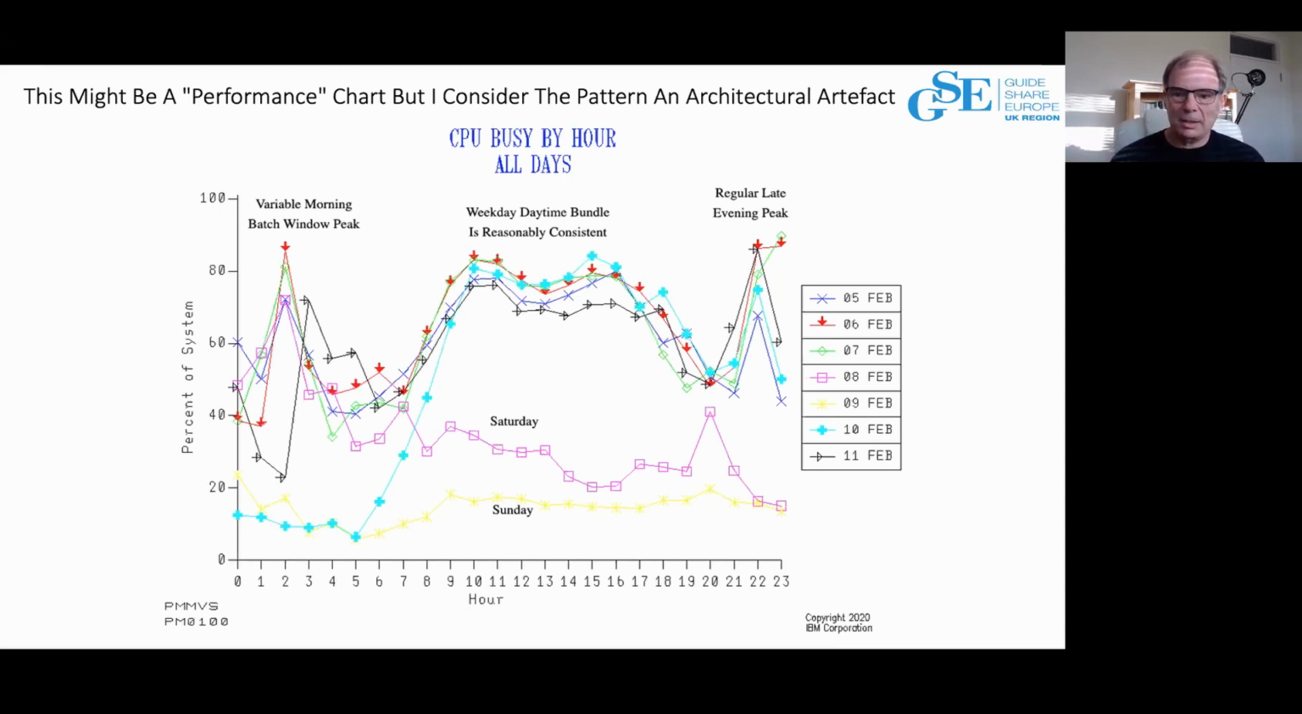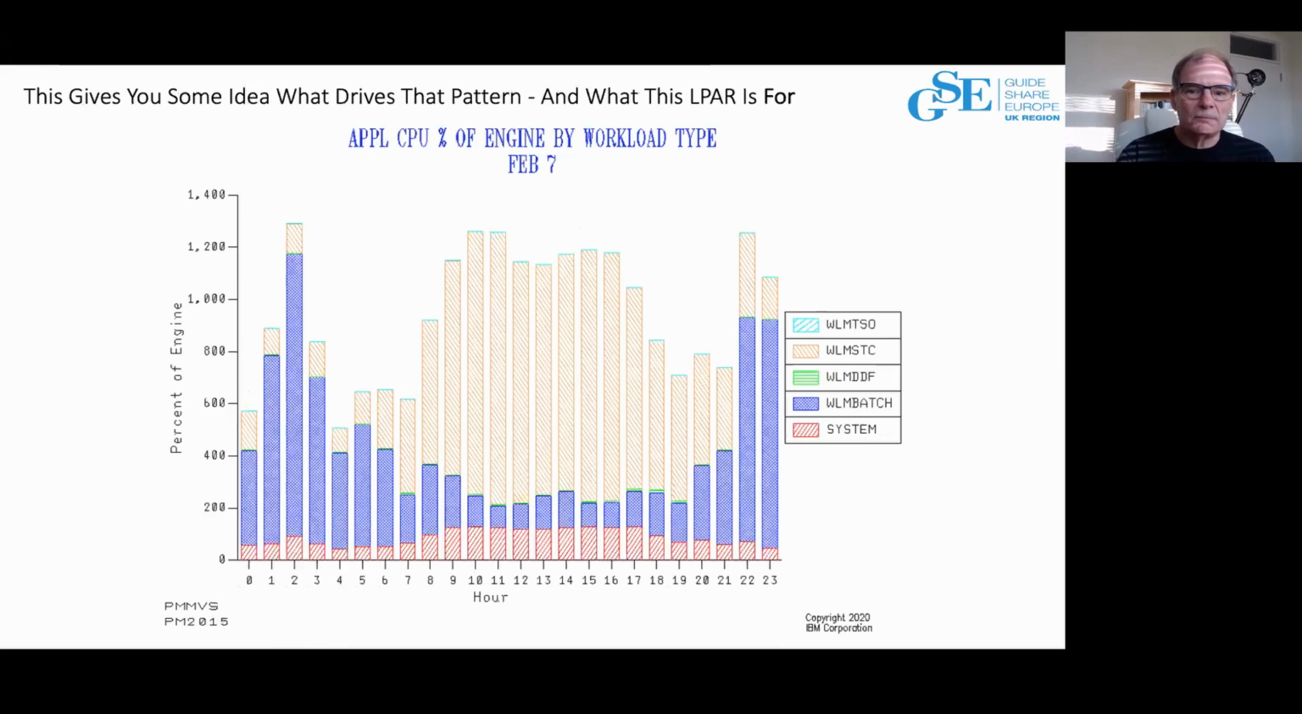And we also see, as in so many shops, in fact, I can't even remember which customer this one is from, a regular late evening peak and a variable morning batch window peak. Now, for me, those are anchor points to have conversations about batch and could you schedule batch better and different. But this is very much a snapshot of how it is to run this machine, which I consider half and half performance and architecture. And it's come from SMF 70 subtype 1. So, you know, that gives you some idea of what the pattern of usage is.